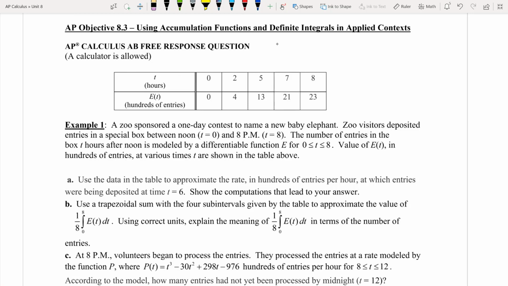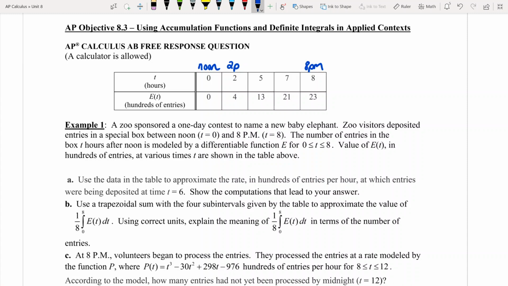Now, a couple things that we just want to make sure we understand is what does the table represent, and specifically it's the number of entries in the box after noon. So right here at 0, 0, this is noon, and then at 2, this would be like 2 p.m., this would be 8 p.m., and so forth.